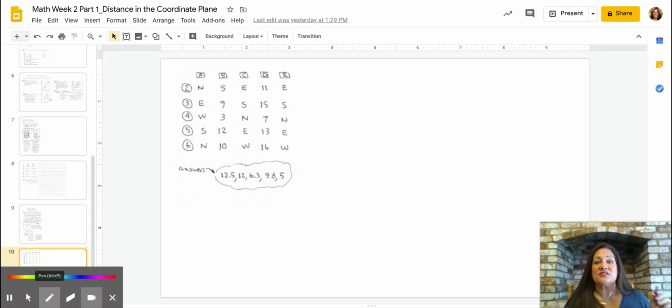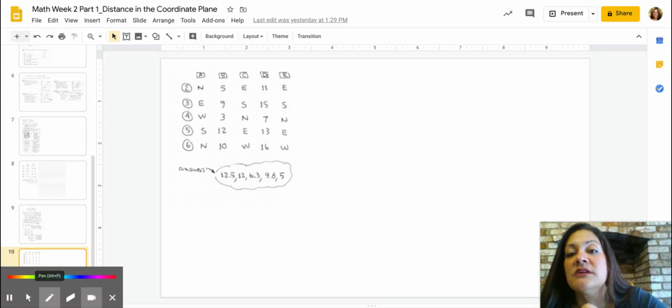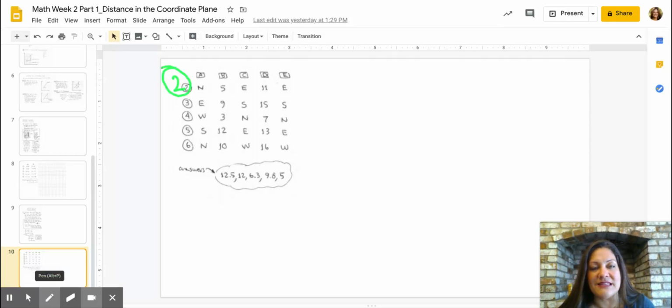Okay, so starting with number 2. Here we go. I originally had my graph paper on this, and then I deleted it because I decided I didn't need it. And it's hard to draw on my Chromebook screen with my stylus. So we're just going to freehand it. So what we're looking at right here is A, it's telling us which direction we're going first. Okay, and number 2, we're going north. So we're going up. And B tells us how far up are we going?